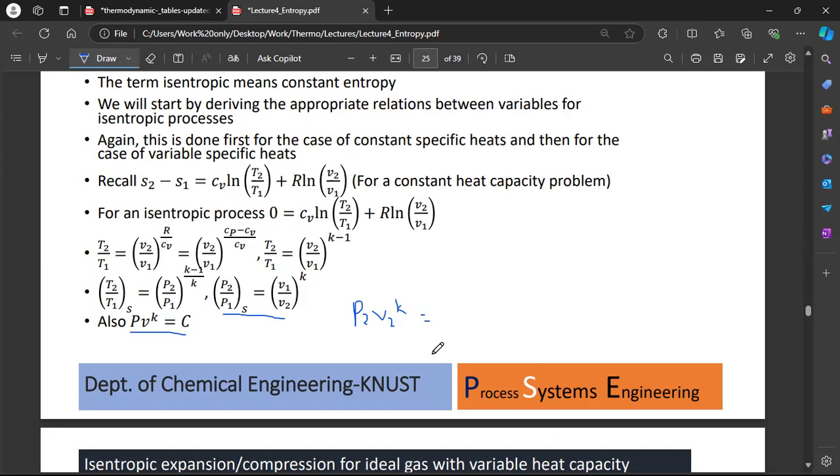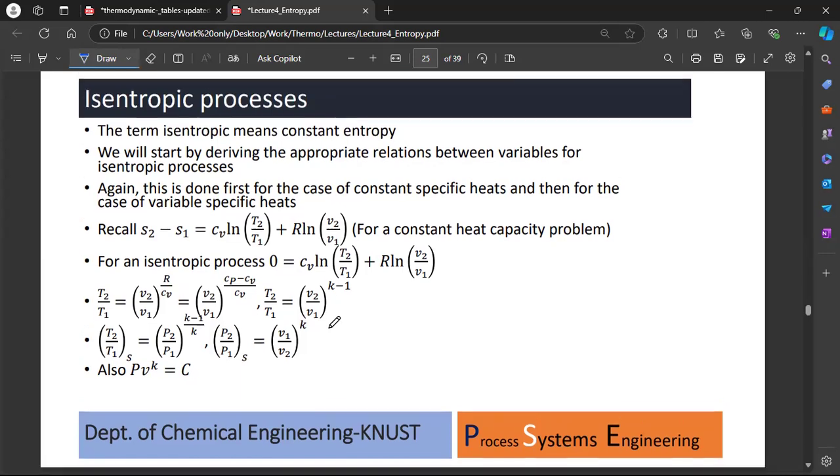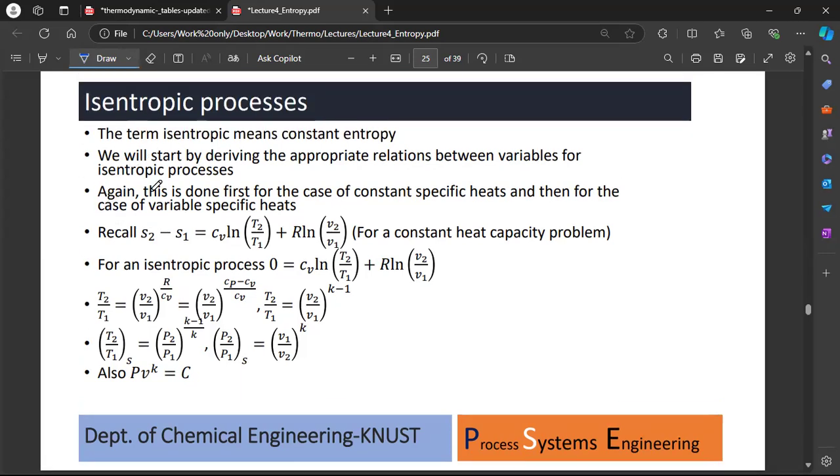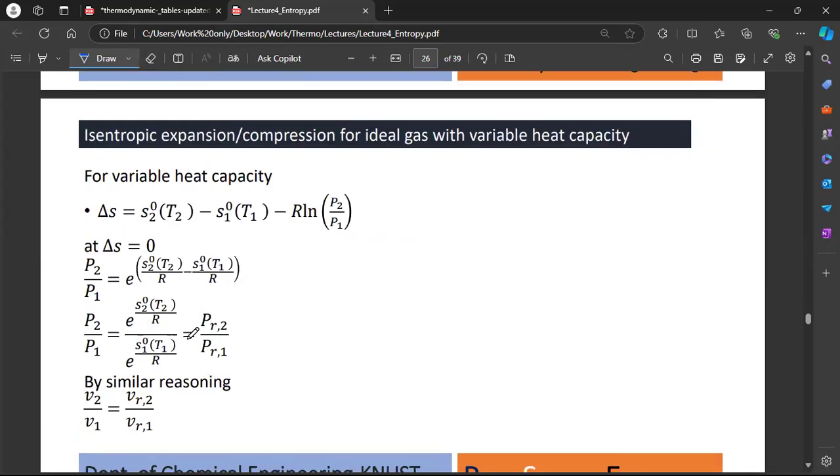So it means for every pressure and volume at a given state, it's always going to give me a constant. So P V to the power k at every point is going to give me a constant. And this works when we are dealing with adiabatic processes as well, right? Well, I think we would get there.